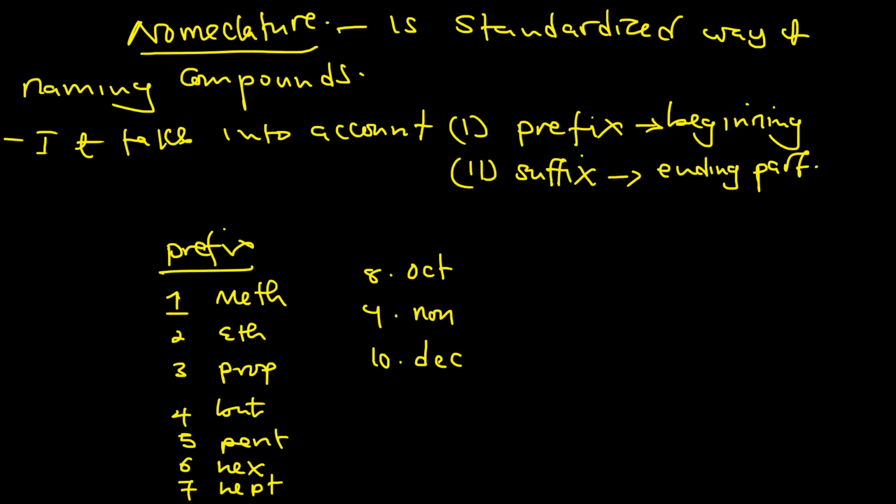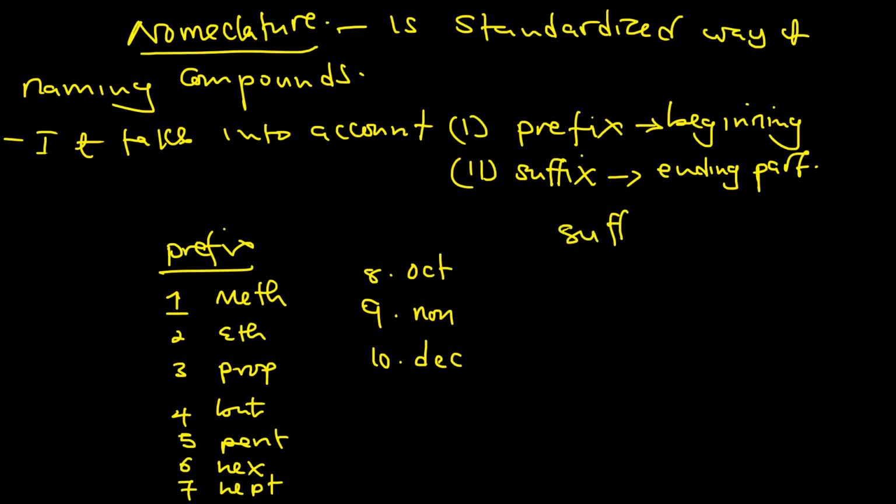We are going to go up to 10. These are the prefixes that you put in front of the name of a compound, depending on the number of carbons. So if it has 1 carbon, the prefix or the beginning part of the name is meth. Then if it has 2, eth; 3, prop; 4, but; 5, pent; 6, hex; 7, hept; 8, oct; 9, non; 10, dec. I guess we are together up to this point. So this is for the prefix.